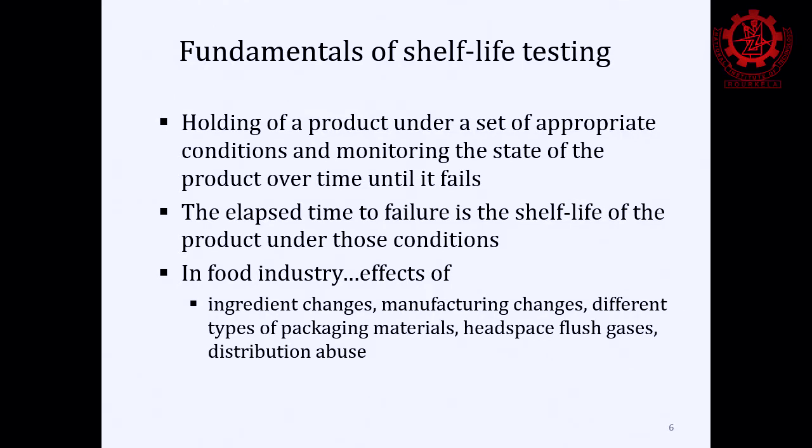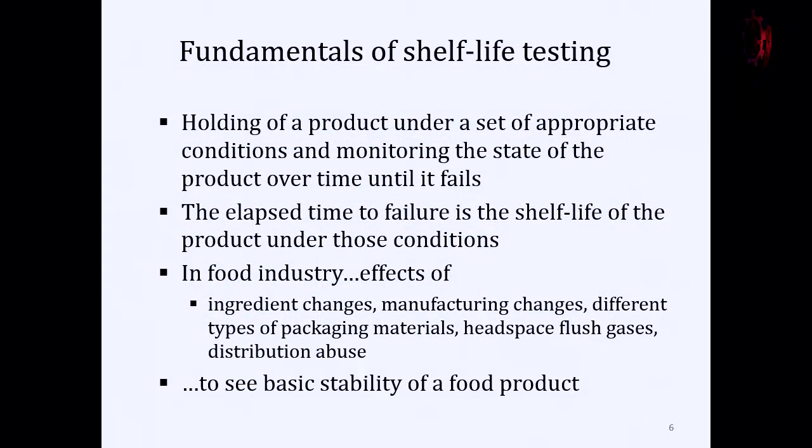Or even, it says now, distribution abuse. So they have a distribution chain within the country or in the state, in the city, and now if some new system has emerged for the distribution, then again they want to make sure that it's going to last as it is written on the label. So overall, they would like to see a basic stability of that food product.